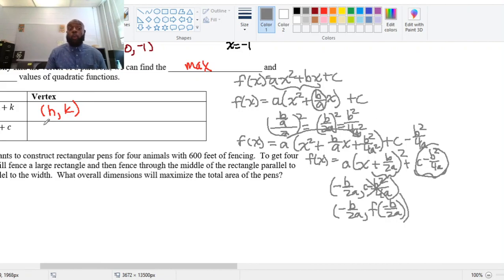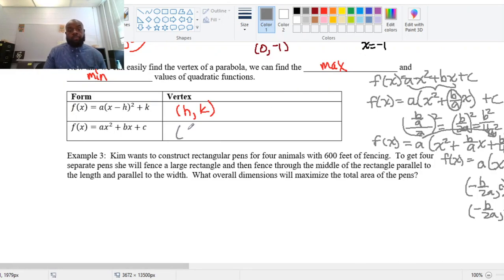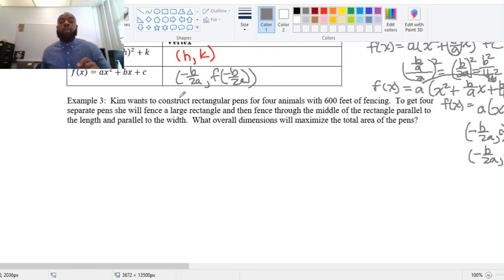And so if you wanted a formula for the vertex when your parabola is written in this form, then you get negative b over 2a, comma, and then f of negative b over 2a. All right, let's look at this example. I'm going to set it up and give you the solution, but I want you to work through it.